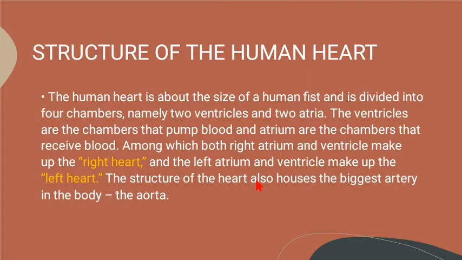Now, structure of the human heart. So basically the heart has 4 chambers. In mammals and birds, there are 4 chambers. The upper 2 chambers are called the atria, and the lower 2 chambers are called the ventricles. And there is a right side of the heart and a left side of the heart. The right side of the heart consists of the right atrium and right ventricle, and the left side of the heart consists of the left atrium and the left ventricle.